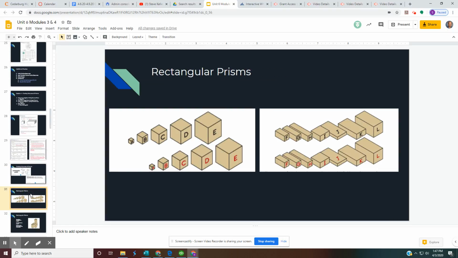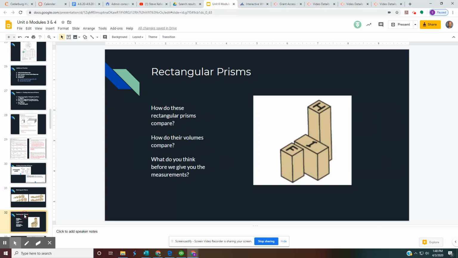Now, if we were in our classroom, I would give you these blocks, and you would be able to see and touch and manipulate various volumes. And you can see how some of them are related. Some of them, the bottom is the same as the top, but how they fit together and how they look, okay? So before we start, how do these rectangular prisms compare?